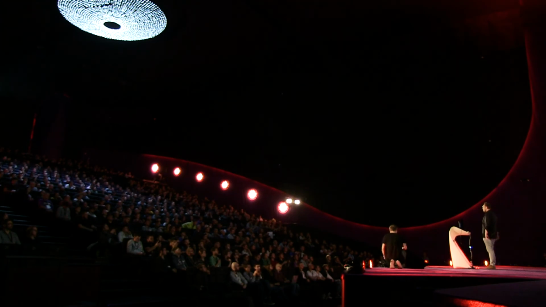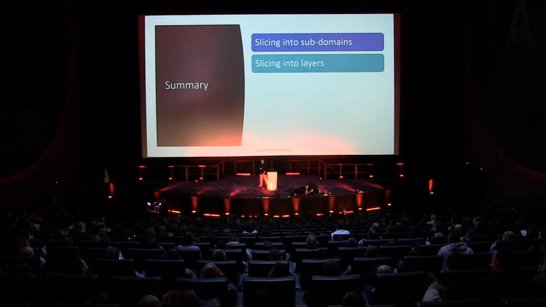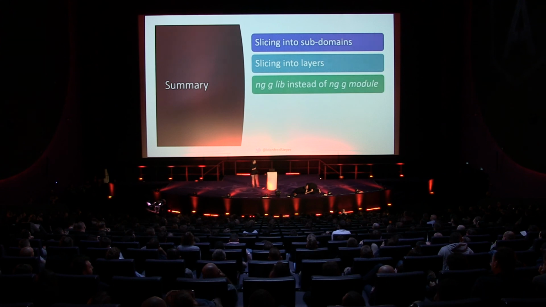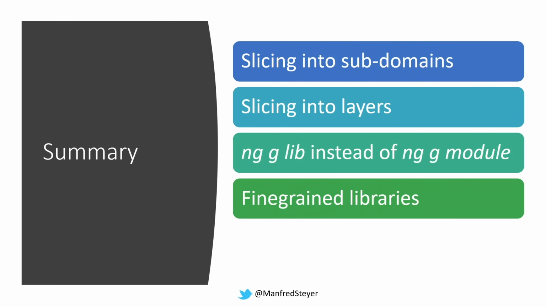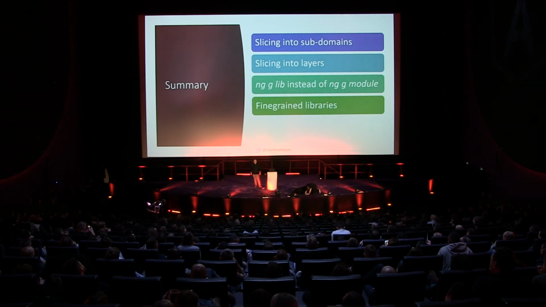So let me sum up. We've seen it is beneficial to subdivide a big application into slices, into self-contained domains that do not know much about each other. And it could also be beneficial to slice the domains into layers. It is a nice idea to just use ng-generate library instead of ng-generate module. You get all those features, and it is not more effort for you. If you go with fine-grained libraries, you have a lot of advantages, like access restrictions. You can define that only the changed libraries are retested or recompiled, and those access restrictions help you to get a more maintainable architecture.